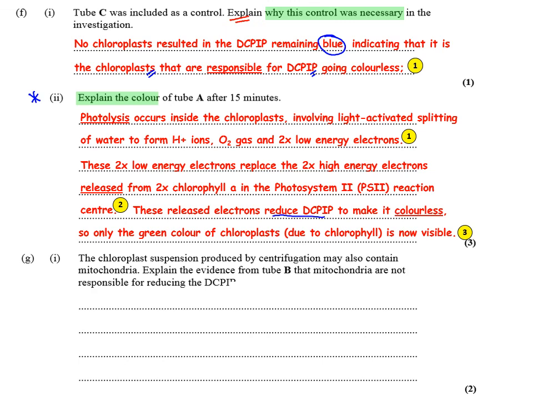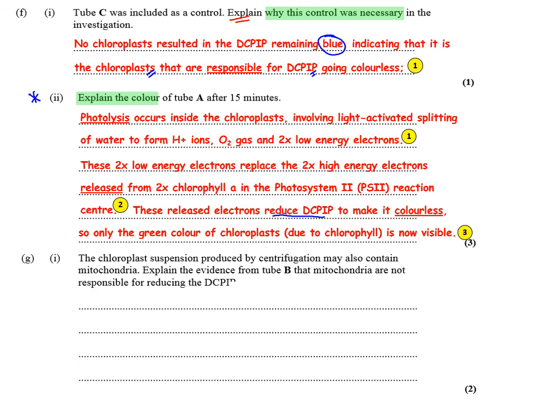So photolysis occurs inside chloroplasts. It's the light-activated splitting of water to form protons, oxygen gas, and 2 low-energy electrons. The 2 low-energy electrons replace the 2 high-energy electrons released from the 2 chlorophyll A's in the PS2 reaction center as they're released. The two released high-energy electrons reduce DCPIP to make it go from blue to colourless. And because there's no blue colour, only the green colour of the chloroplast is now visible.